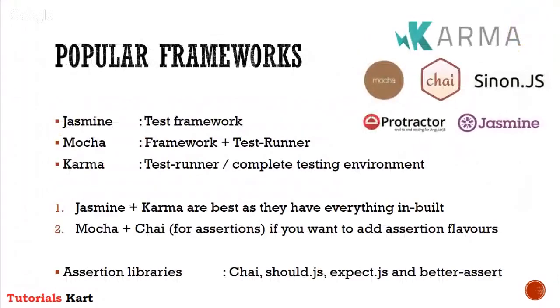So as we know, we have popular frameworks. We have Jasmine, Mocha, Chai, Protractor, Karma. Jasmine is a test framework. Mocha is a framework plus test runner. Karma is a complete test runner with a complete testing environment. So in this demo, I'll be using Jasmine plus Karma. I think they are one of the best as they have everything inbuilt.